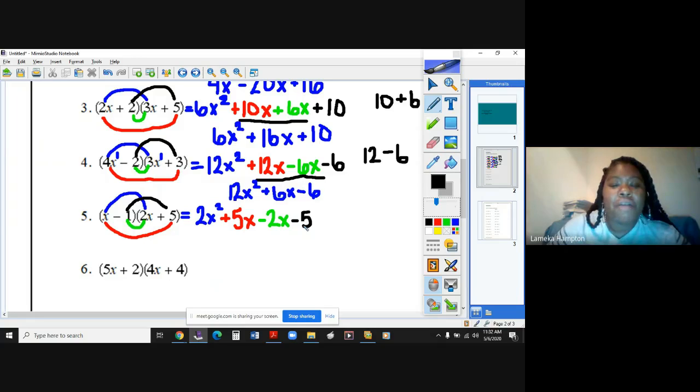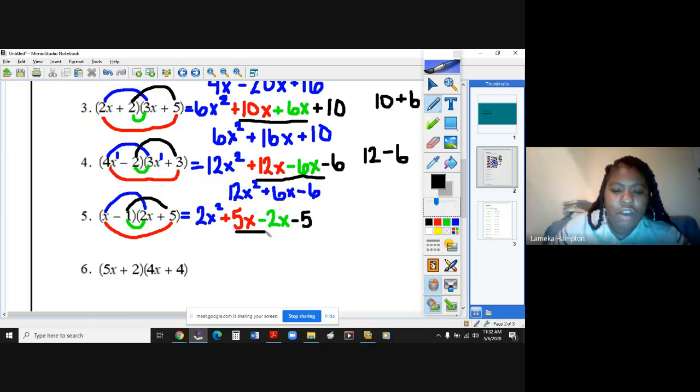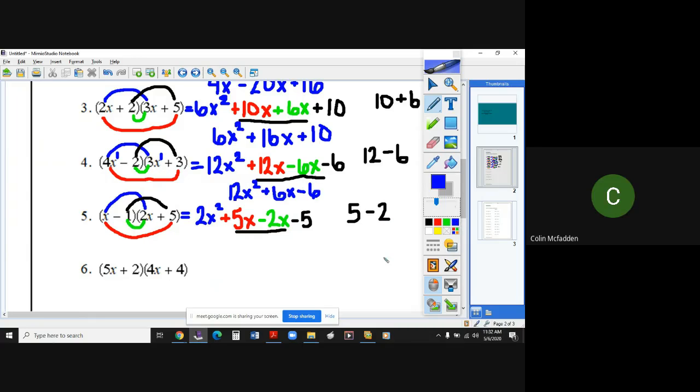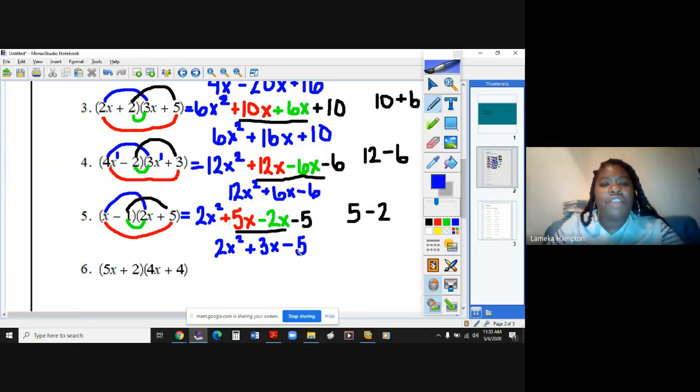All right. Where are my like terms? The 5x and the negative 2x. Okay. So my question is, what's 5 minus 2? 3. So my final answer is going to be 2x squared plus 3x minus 5. That's it. Okay. We're moving along very swimmingly.